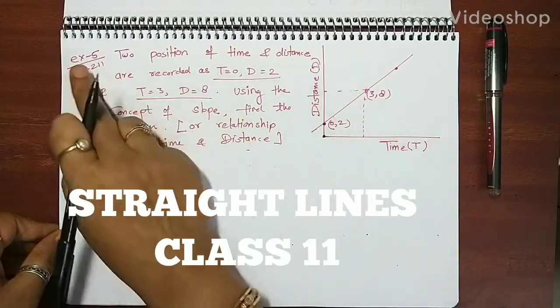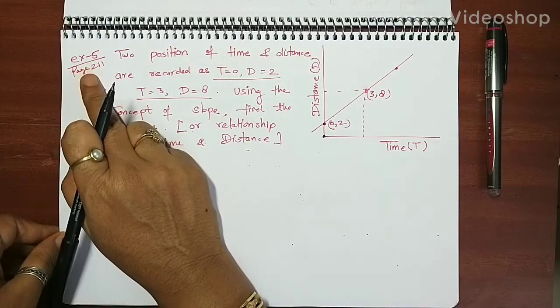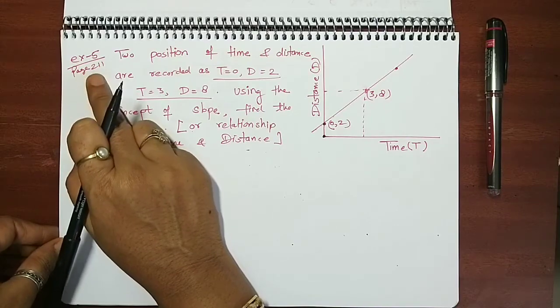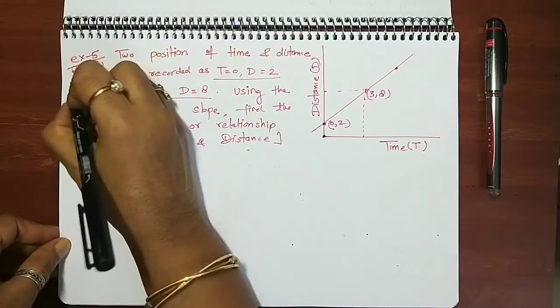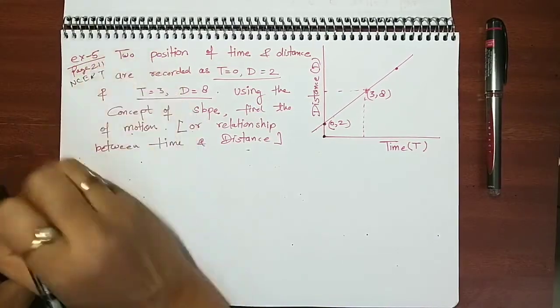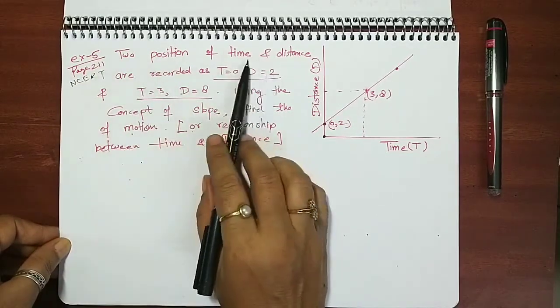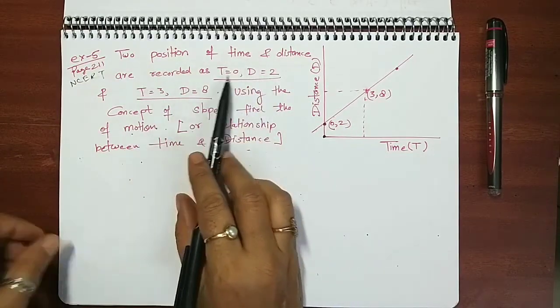Hello everyone. Today we will see example 5 from your chapter 10, on page number 211 of the NCERT book. So they are saying two positions of time and distance are recorded as this.